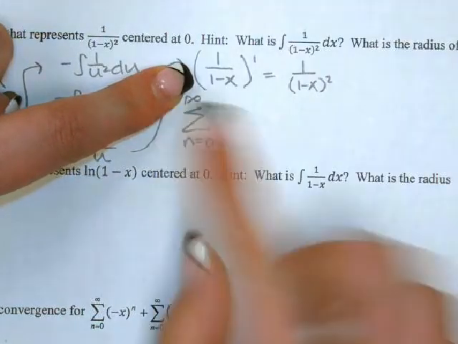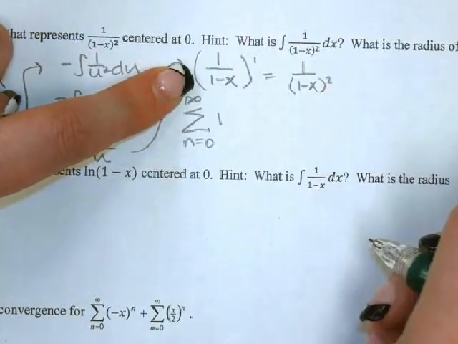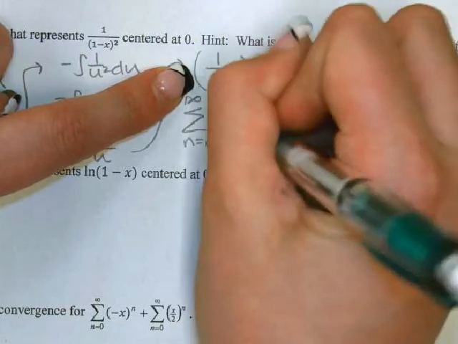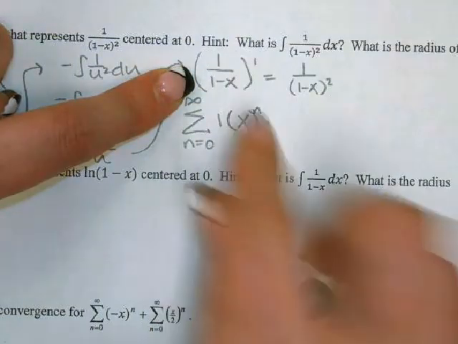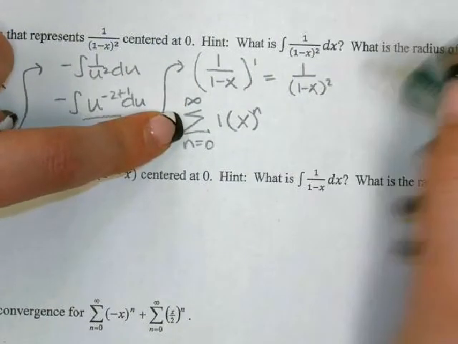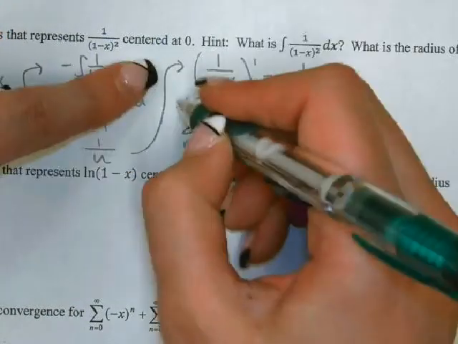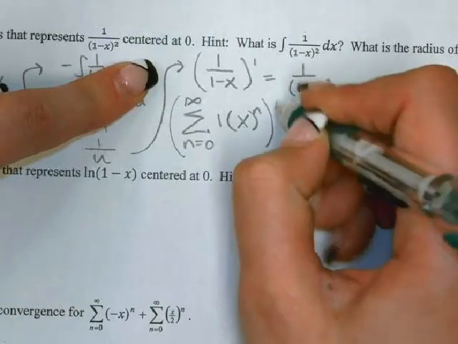n equals 0 to infinity. My first term is 1. My r value is x, and this is to the nth power, and that represents this. So if I want to know what power series would represent this, then I just have to take this part right here and do the derivative of it.